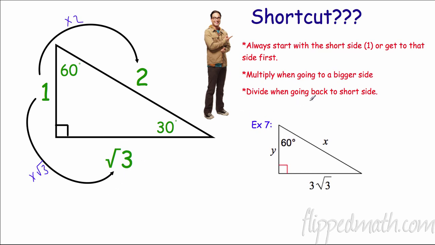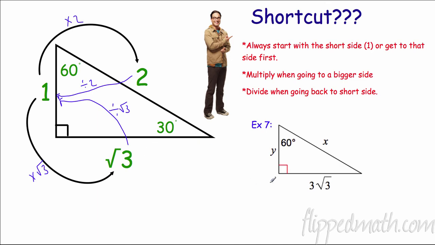When I'm going back to the short side, so I'm starting at a bigger side and going back this way, I'm going to divide. So if I start at 2 and I want to go to 1, I'm going to divide by 2. If I start at radical 3 and I go to 1, I'm going to divide by radical 3.